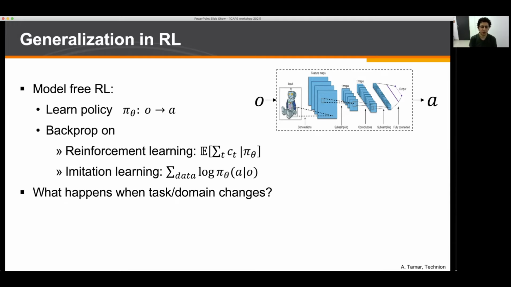In reinforcement learning, for example, we do trial and error and try to maximize or minimize the expected costs on our training domains. In imitation learning, we might have an expert that tells us what is the best action to take for a particular set of observations, and we just try to imitate that. The question is, how do we generalize to a task that we haven't seen before? Or equivalently, what happens when the task changes from what we've seen in our data?